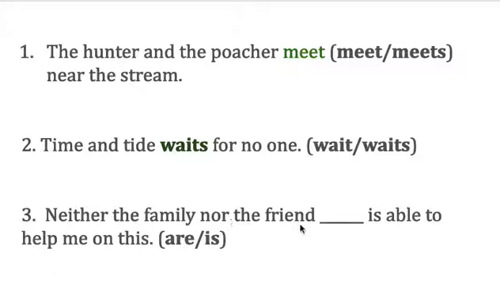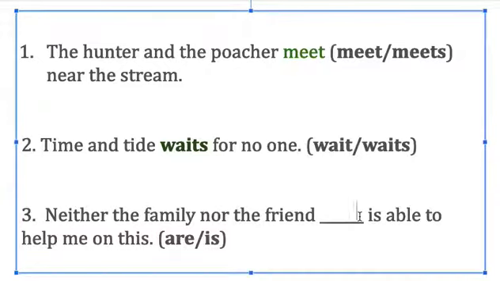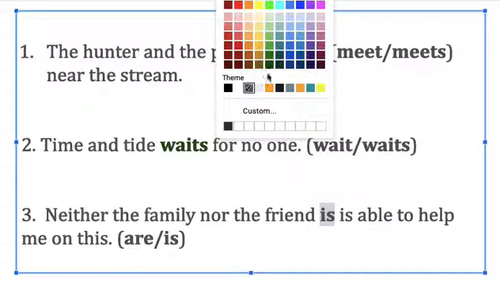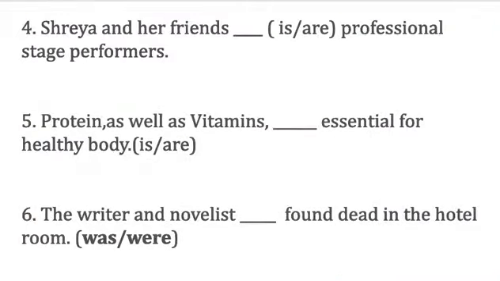Neither the family nor the friend help me on this. So you're selecting between the family and the friend, so it becomes singular, two names but a singular idea. Neither the family nor the friend is able to help me on this. Got it? All right, let's go further with example number 4.